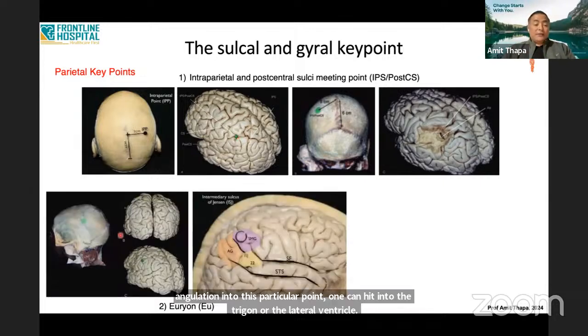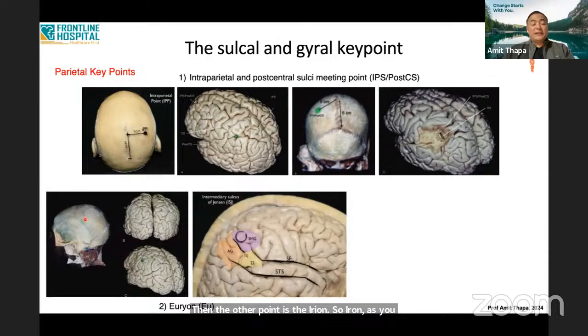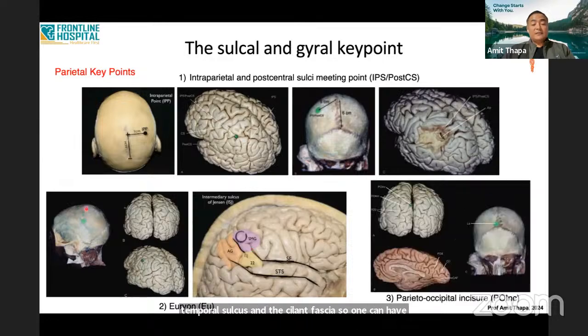Then the other point is the euryon. So euryon, as you remember, is the parietal bossing on either side, and this is a little superior to the superior temporal line and posterior to it. The cranial and the cerebral localization is basically that it represents the supramarginal gyrus, which is separated by an angular gyrus between an intermediary sulcus, and then it is behind, or posterior to, the superior temporal sulcus and the sylvian fissure. So one can have an idea about the supramarginal gyrus by localizing this euryon point.